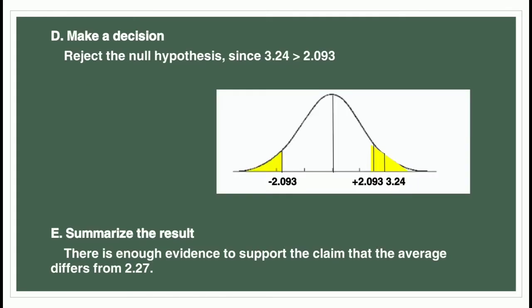For the fourth step, make a decision. The decision is to reject the null hypothesis, since 3.24 is greater than 2.093. As you can see in the illustration below, the test value is greater than the critical value. For the last step, summarize the result. There is enough evidence to support the claim that the average differs from 2.27.